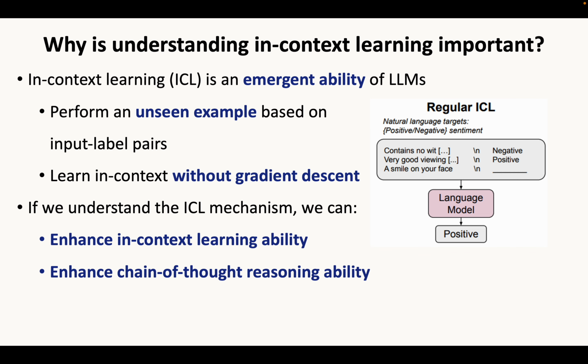In-context learning is an emergent ability of LLMs. It can perform a new task based on example input-label pairs. The right figure shows an example of sentiment classification. Given several sentence-label pairs, the model can predict the correct label of the input sentence, a smile on your face. It is very surprising because this is done during inference time without gradient updates. If we understand the mechanism of in-context learning, we can design methods to improve the accuracy of many downstream tasks and also the chain of thought ability.